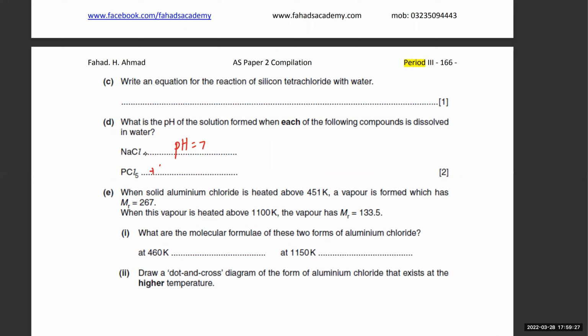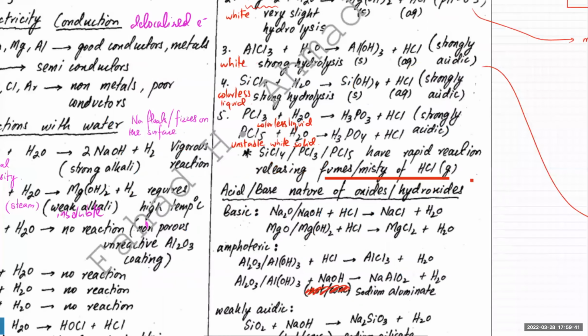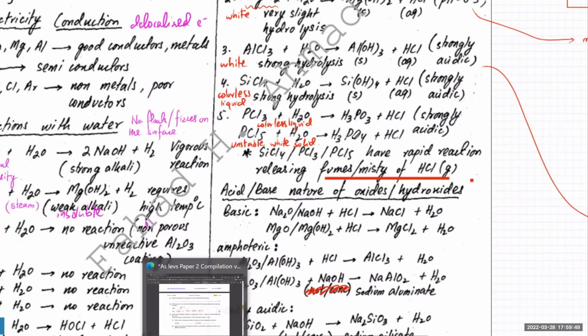PCl5, when you react it with water, there's going to be strong hydrolysis. HCl would be formed and H3PO4. Two highly acidic solutions would be formed, and the pH would be strongly acidic. Let's call that 2. That's given over here as well. PCl5 reacting with water would form these two acids. It would be a vigorous reaction. You'll see fumes of HCl that would be formed.